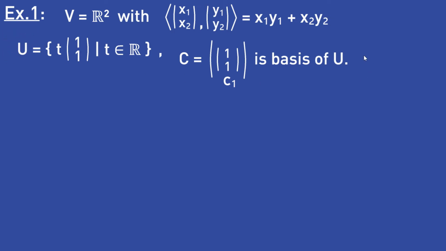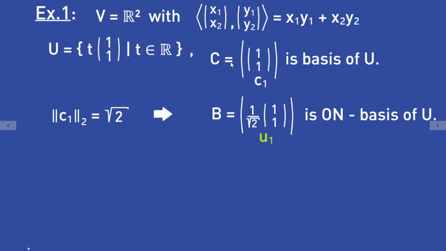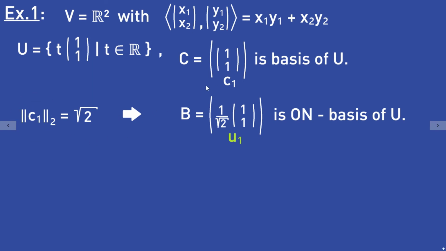For the orthogonal projection, we need an orthonormal basis of the subspace U, because the basis C only contains one vector. We just have to normalize that vector (1, 1) and have found an orthonormal basis of U. That means we have to divide the vector (1, 1) by its Euclidean norm. The Euclidean norm of the vector (1, 1) is equal to the square root of 2. So B, which is 1 divided by the square root of 2 times the vector (1, 1), is an orthonormal basis of U, because that vector, which we called u1, has length 1.